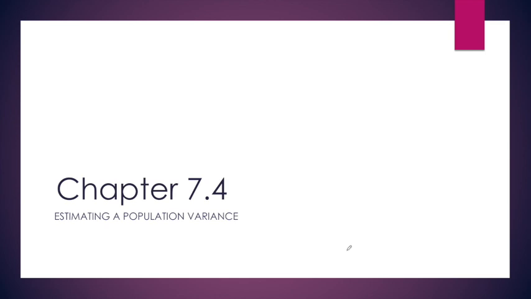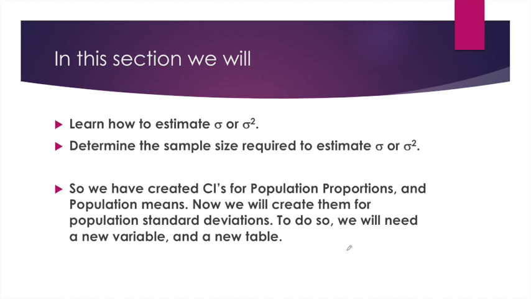All right, class, this is section 7.4, part 2, where we're going to be learning how to estimate a population variance. So we're estimating our standard deviation. Remember, there are a couple different measures of variation within a data set, and one of those is range, and the other one is standard deviation. So in this section, we're going to learn how to estimate our standard deviation, or standard deviation squared.